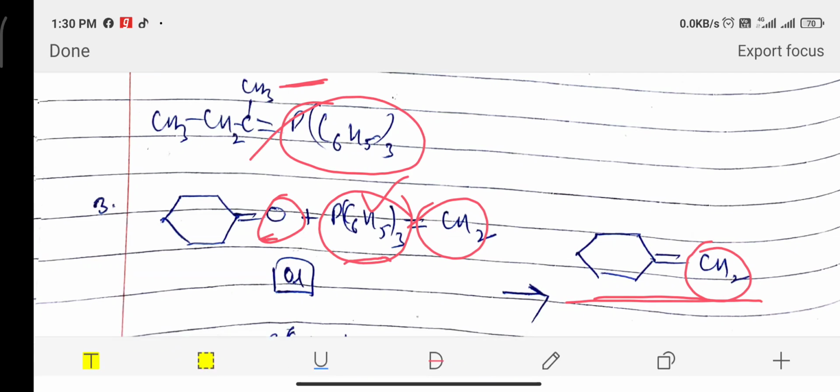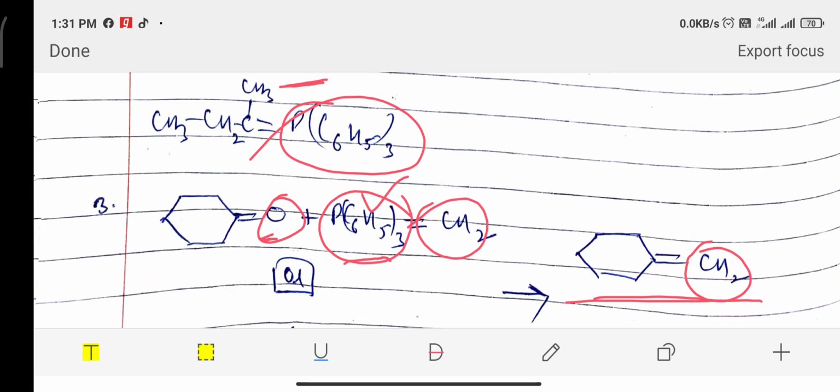So this is all about the main condensation reactions, and then we will continue with another topic in the next lecture. So thank you.